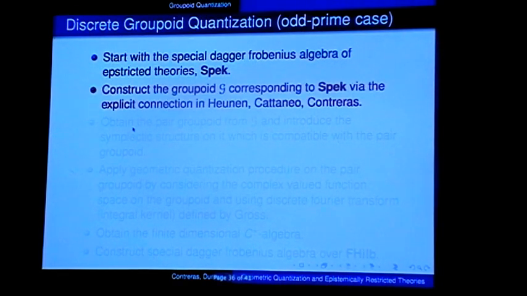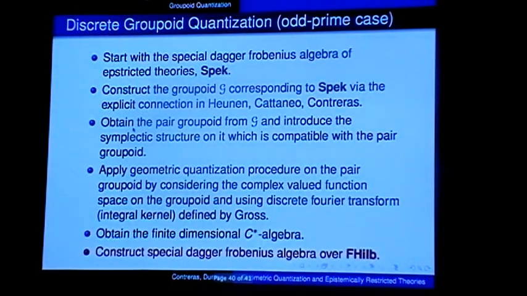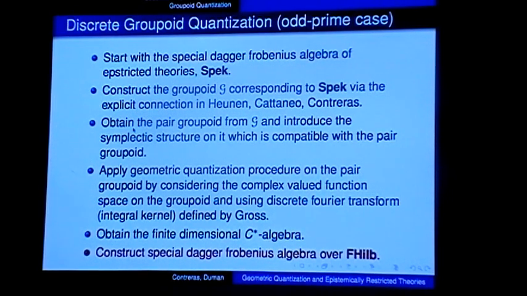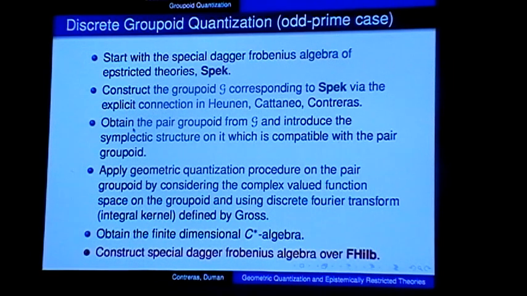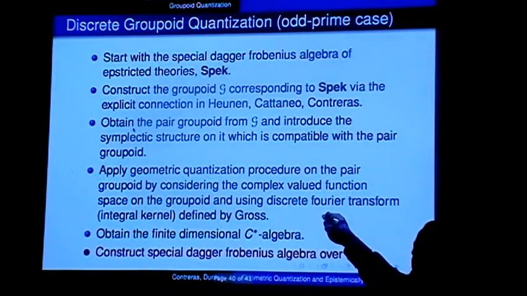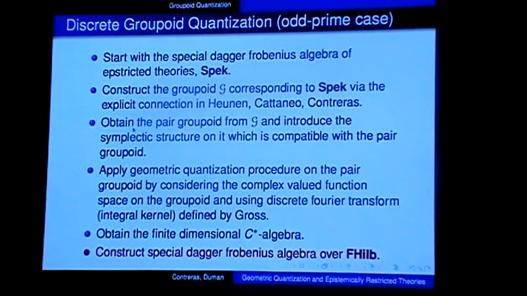So, the final discrete groupoid quantization. Here we are going to start with the Frobenius algebra of the Spekkens toy theory, but here in the odd prime case, because for technical reasons we cannot generalize to the even prime case, which is the original Spekkens toy theory. Once we get the Frobenius algebra, we can construct the groupoid by using the explicit connection with the work of Heunen, Contreras, and Cattaneo. So from every special dagger Frobenius algebra on relations and sets, we can get a groupoid.